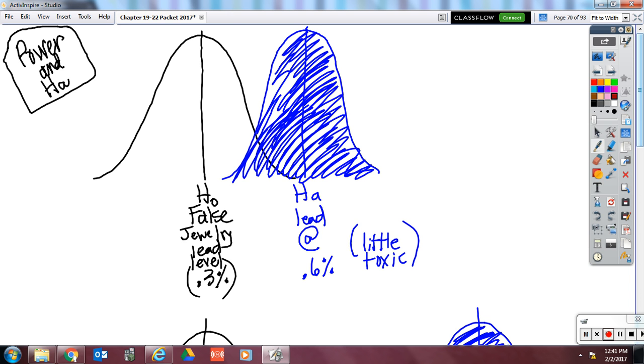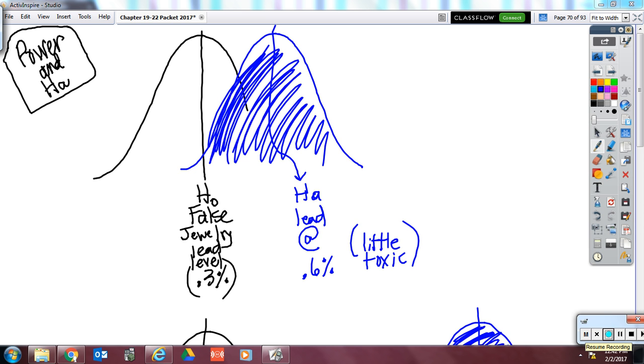I probably didn't draw that very well. Oops. Hold on, just pause. Okay. All right, I think it just helps visually to make that a little closer. Okay, so there is where our data is, the blue is where the data is. That's the 0.6% lead, not incredibly toxic. So here I am going to put in the alpha. So here's our alpha.